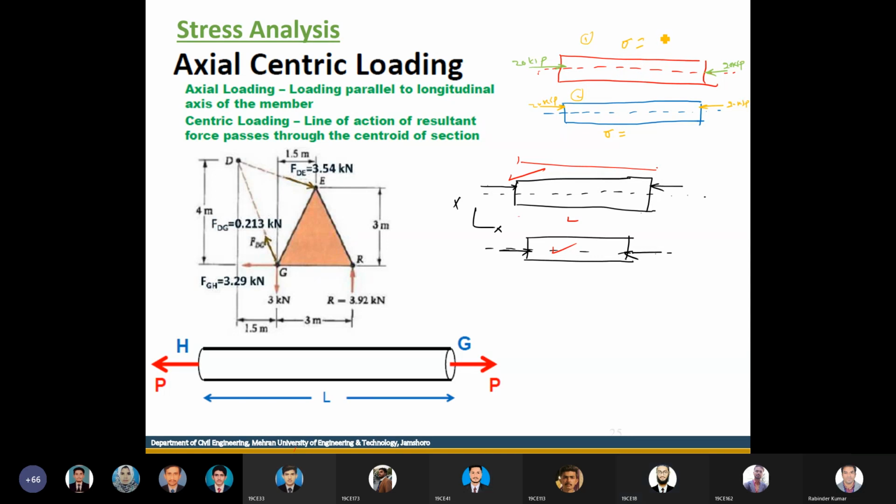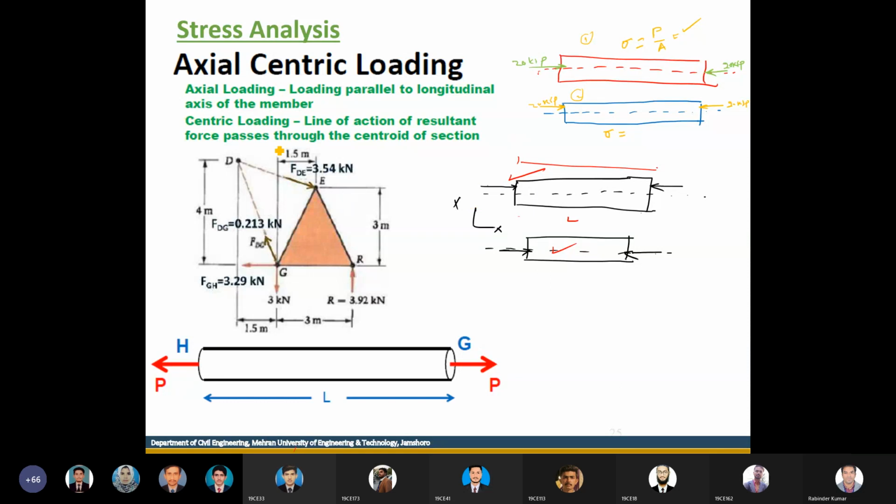No, the first example is simple. This is P by A. The force P is given to us and the cross sectional area, suppose it is A. So this is the stress. Why are we using this equation for the first case?